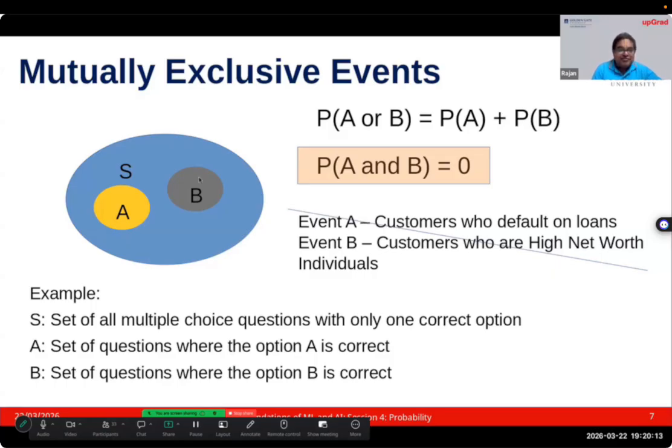Look at this question then. The whole sample space is divided into 4 parts. One part where the set of questions has option A as the correct one. Second part is the questions that have option B as the correct one. Third is option C correct. Fourth is option D correct. So the entire sample space is divided into 4 parts, and each one is mutually exclusive with each other. Understood. Thank you, Rajan. Yeah, sure.